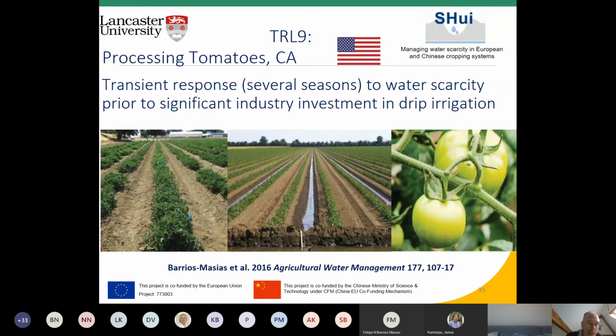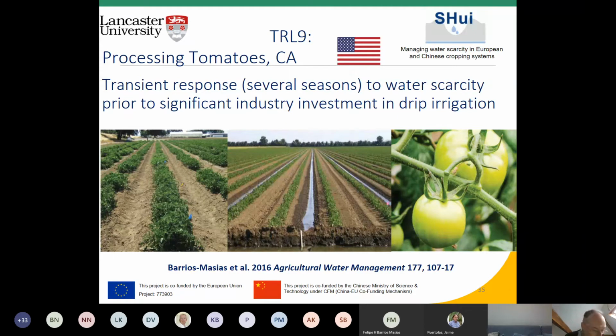So in this particular case, the alternate furrow irrigation, which is analogous to partial root zone drying, was applied during the sort of peak stress of the California drought, and also as a result of the research project that Felipe and his colleagues were working with.